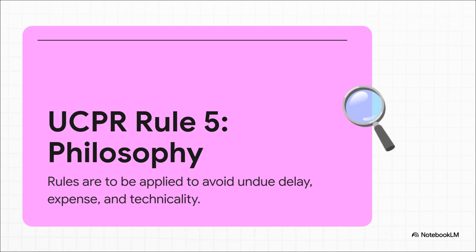This rule, and ones just like it all over Australia, basically put it in writing that justice isn't just about getting the right result in the end. It's about getting there efficiently and without breaking the bank. It put undue delay and expense right up there with legal mumbo-jumbo as things to be avoided at all costs.